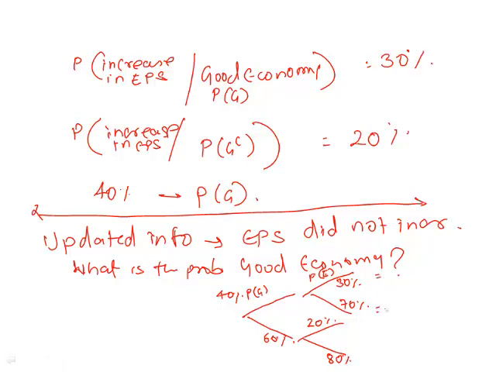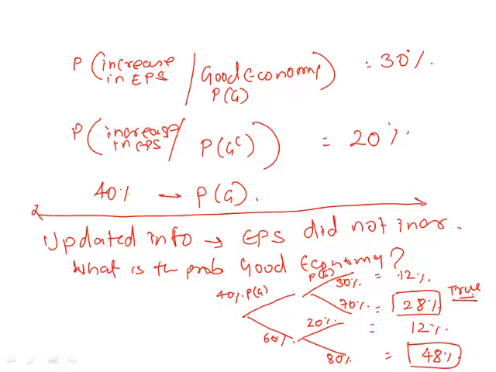So now we calculate joint probabilities at each of the nodes. 40% times 30% is 12%. 40% times 70% would be 28%. 60% times 20% is 12%. 60% times 80% is 48%. This is the basic work that you do. Now what is the new information that you've received? The new information is that EPS did not increase. Which are the scenarios where EPS is not increasing? This 28 and this 48. So these are now considered as true scenarios.